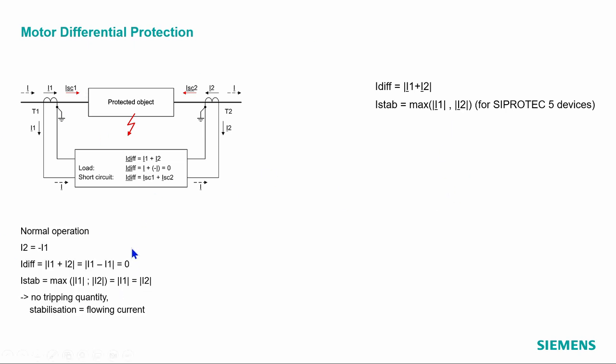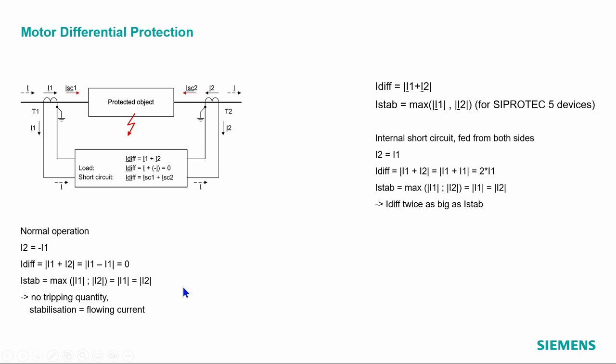Under normal operation, the current that goes in is identical with the current that goes out, and we count all the currents that go into the object positive. Therefore, I2, which I measure here, is minus I1. You see this also in the fault record. If you make a fault record and you have a look at both currents, they will be in counter phase. So for each phase, both sides will be in counter phase. Under normal operating condition, the differential current hence is 0, and the stabilizing current is one of the 2 currents because they are more or less identical here.